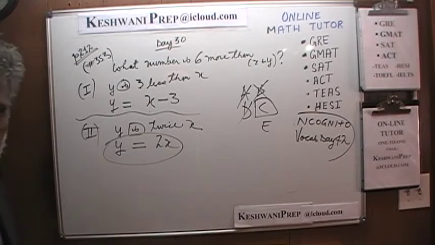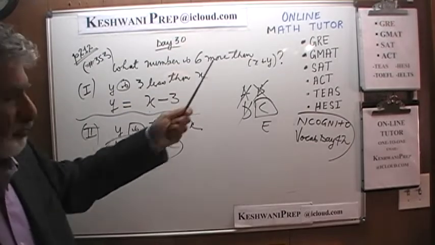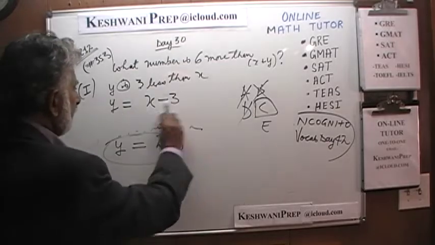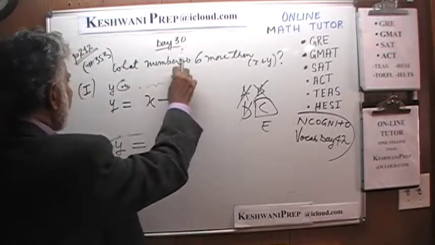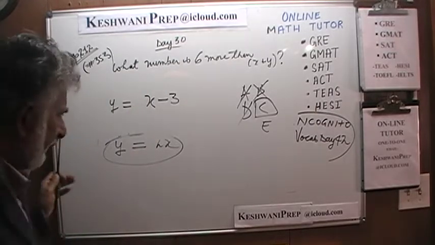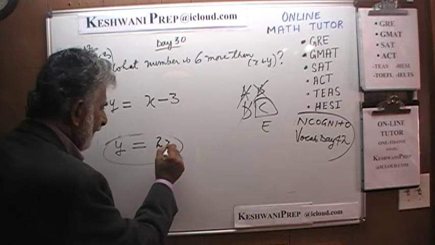And once we have the value for x and y, we can answer the question, what number is six more than their sum? But we don't have to do it out. As far as the exam is concerned, we don't have to do it, but we're just going to do it very quickly, just for practice. It's very simple, very straightforward.